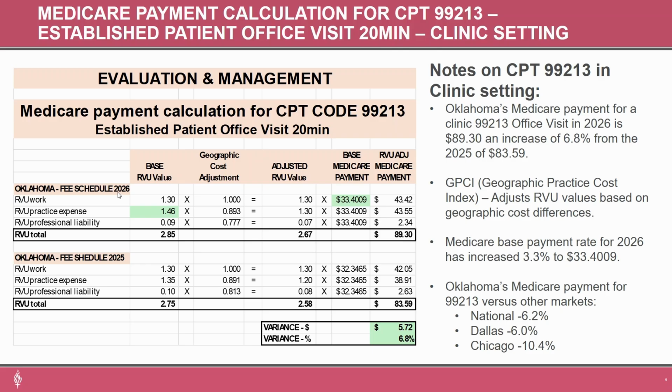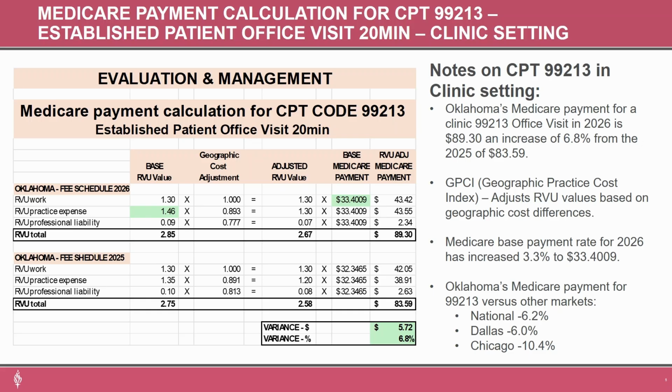In Oklahoma, the fee schedule 2026 starts with the individual RVU values for each of the RVU components we just discussed. In 2026, the work RVU has a Medicare stated value of 1.3. The practice expense RVU has a value of 1.46, and professional liability has a value of 0.09.